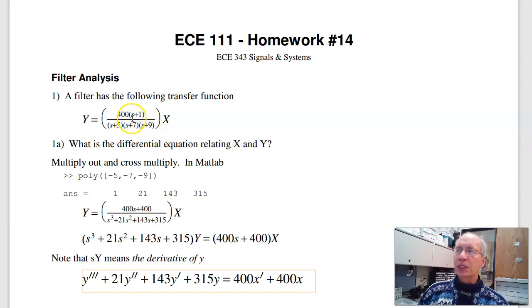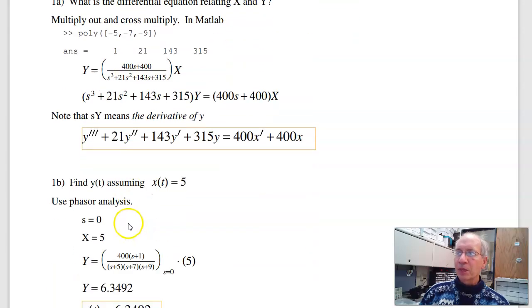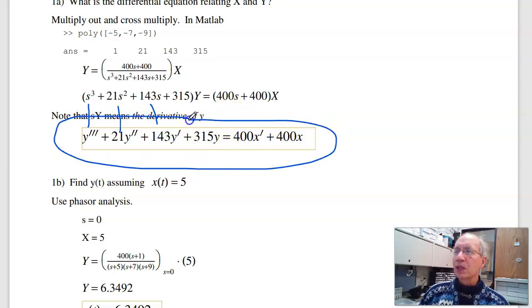What is the differential equation relating x and y? Well, to find that, I multiply out the polynomial. That's the command poly in Matlab. So here's the denominator polynomial multiplied out. Cross multiply. Then note, with Laplace, s means derivative. So this is the third derivative of y, second derivative, first derivative, y, first derivative of x. So this is the differential equation that corresponds to that transfer function. So anytime you see a transfer function in s, that means differential equation.